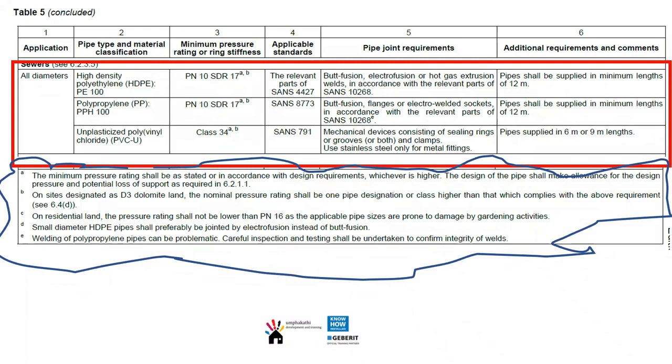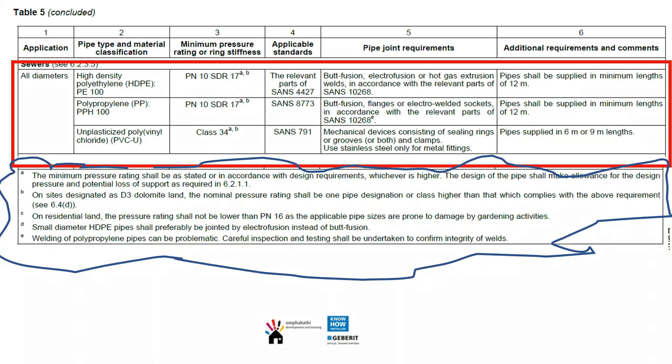So table 5 gives us the piping that they recommend in Dolomite areas for sewers, and all diameters are high density polyethylene, PE 100. They always make quite a big fuss about the PE 100, and PE 100 is now the norm in HDPE for drainage and water. The PE 80 has pretty much been stopped. They stopped manufacturing that. They then say that it's an SDR 17 or PN 10.